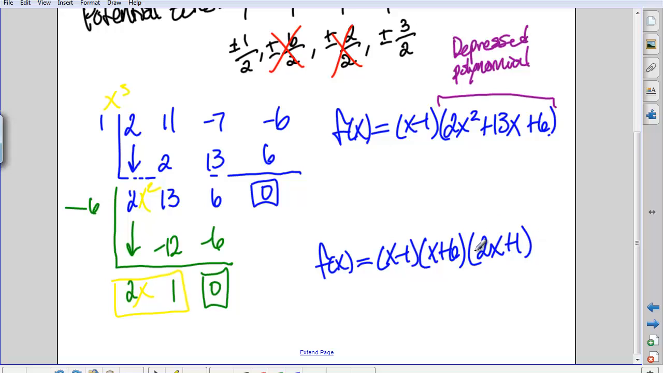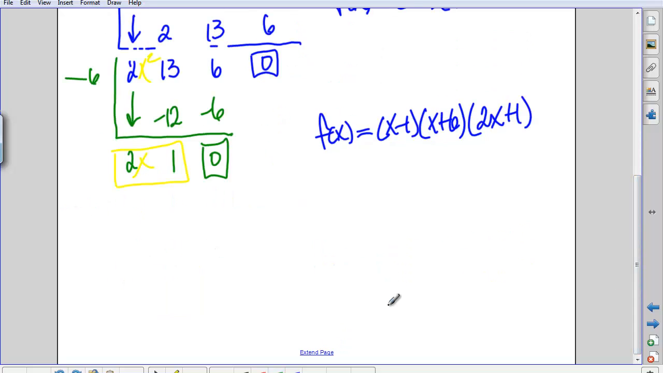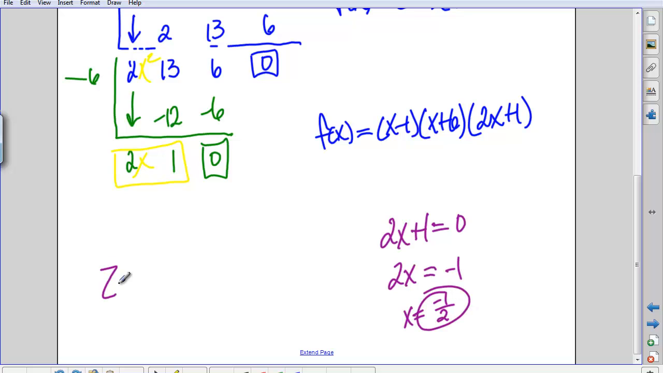Well, if I have one zero left, it's in this last piece right here. 2x plus 1, if that's 0, then 2x, if I subtract 1, I get 2x equals negative 1, and x is negative 1/2. So that's my last zero. So if I want to list those, they are positive 1, negative 6, and negative 1/2.